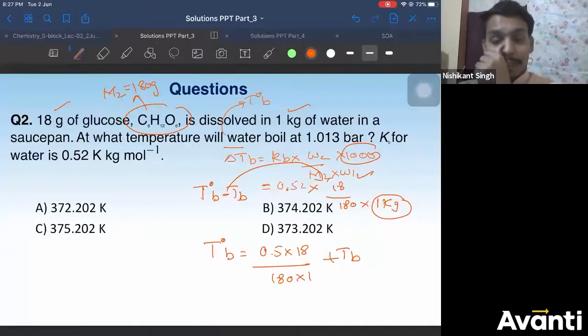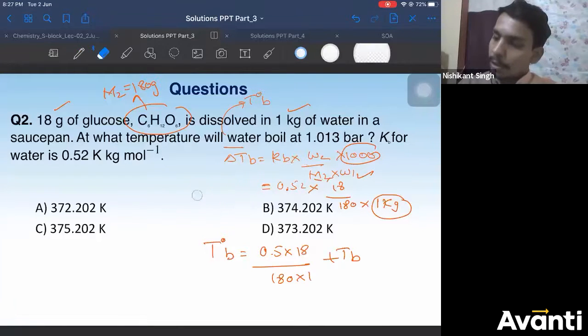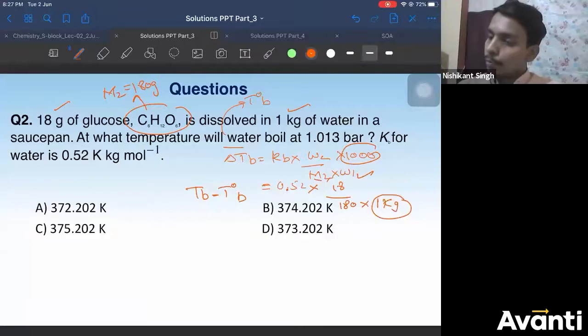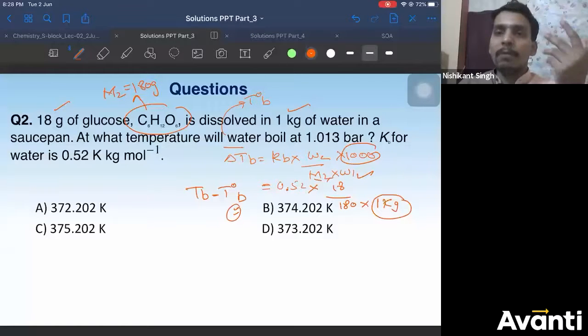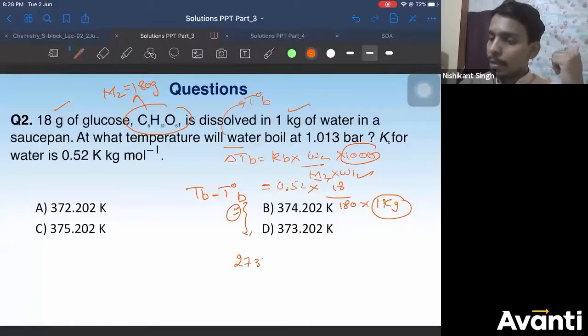Basically, we need to take one temperature as 273 Kelvin, then we can find the other temperature, right? So we have taken the wrong formula also, by the way. This is TB minus T naught B, right? This is the first mistake. Let me rewrite it. So we have to find the boiling point of water at 1.0132 bar. One of the temperatures here will be the boiling point of water at 1 atm pressure, which is 273 Kelvin.